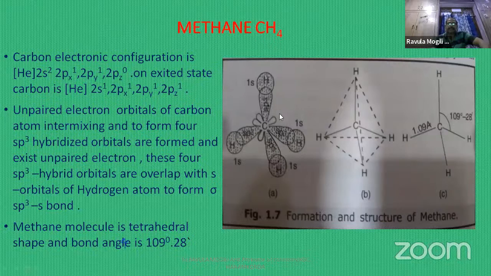The best example is methane. This is a carbon. Here there are 4 sp3 hybridized orbitals, and each sp3 hybridized orbital has an unpaired electron. It is overlapped with a hydrogen s orbital.